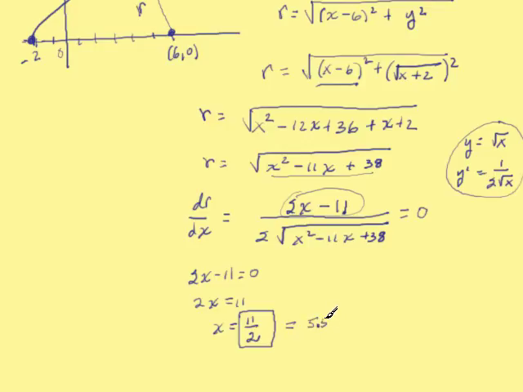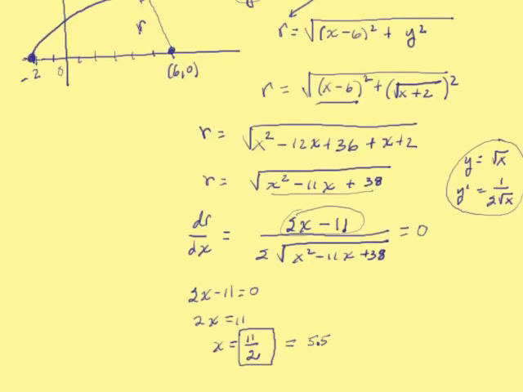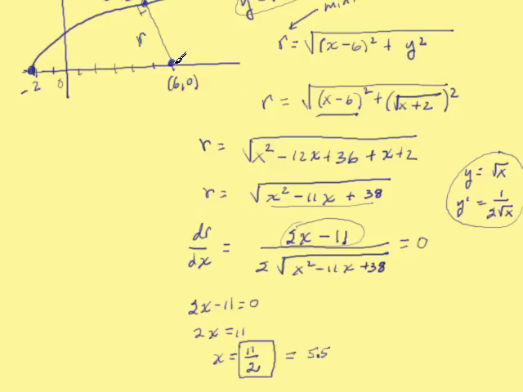5.5. And we see we were expecting our x value to be a little bit to the left of 6, to be up here, corresponding to this point here. So that's what we seem to have, a value to the left of 6, like we expected.